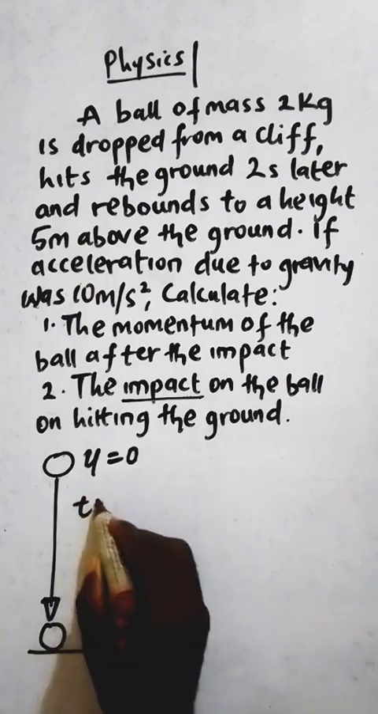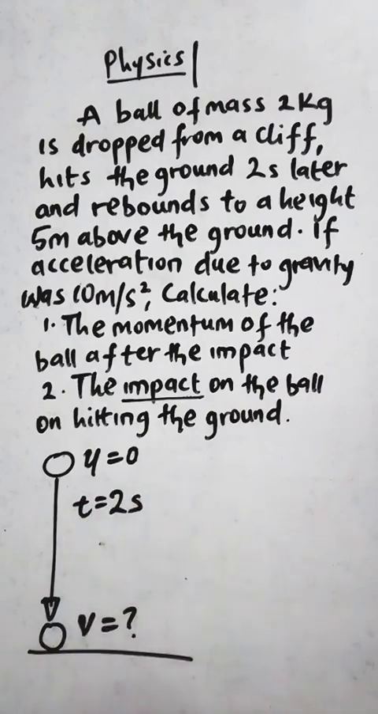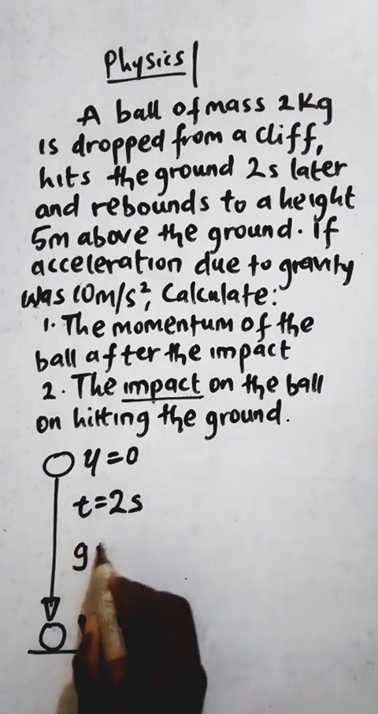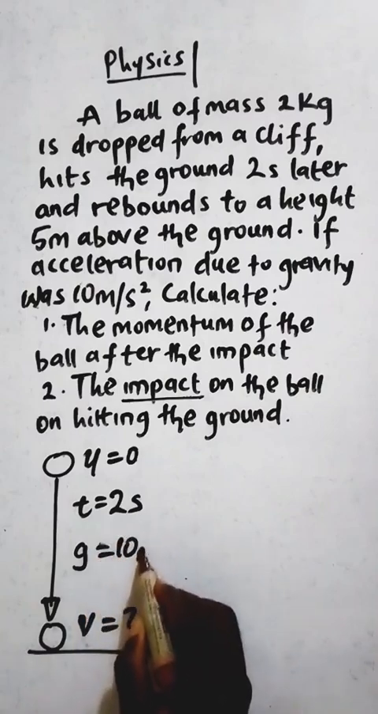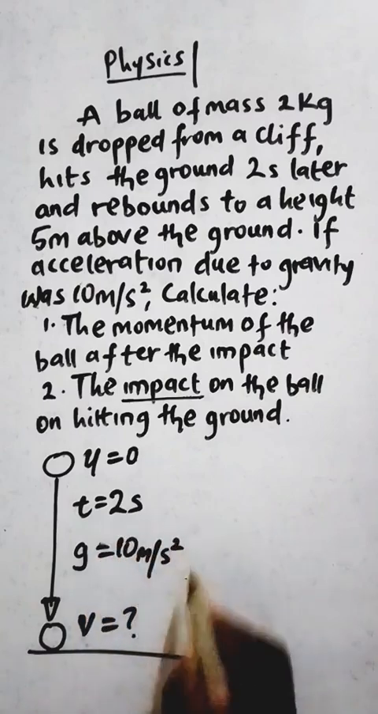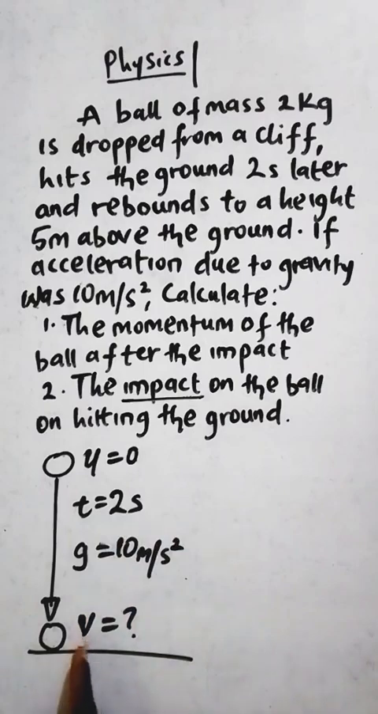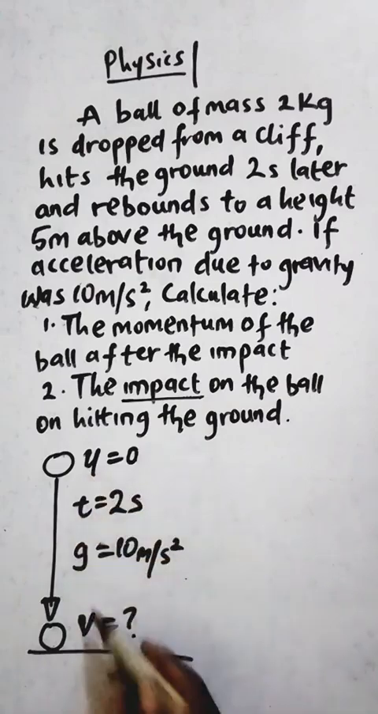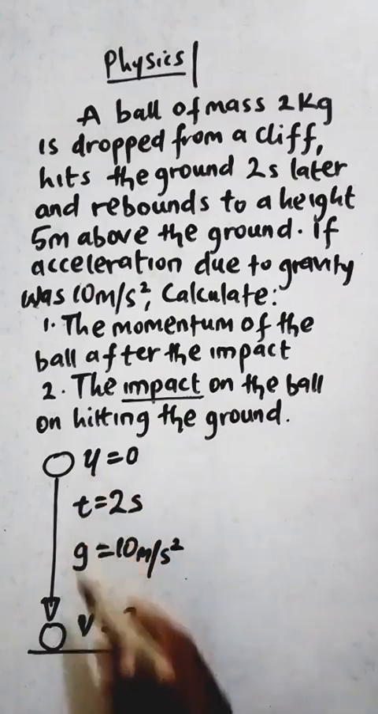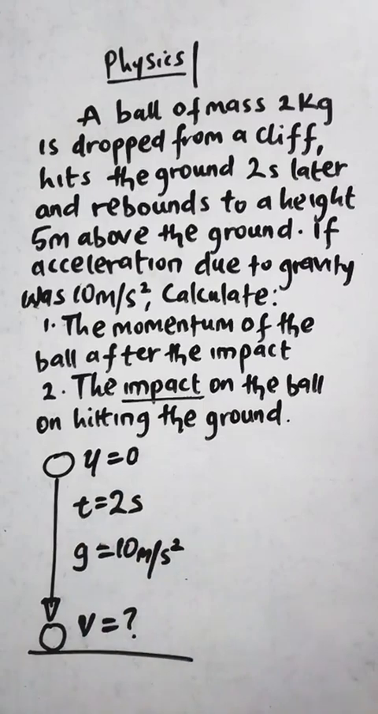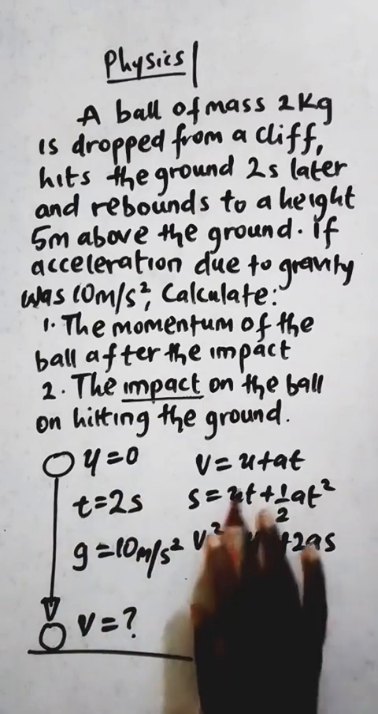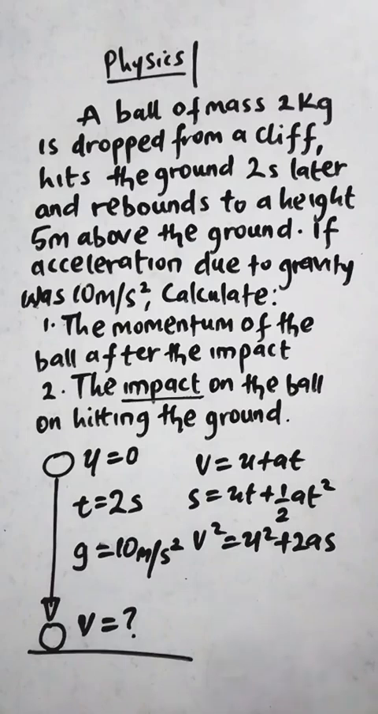It took 2 seconds to fall down, and acceleration due to gravity is 10 meters per second squared. Let us calculate this velocity. Look at the things you are given. This one is acceleration, this is time, this is v. I want you to look at these equations of motion and tell me which of them is suitable for calculating this v. See, we are not given height. They didn't tell us the height of the cliff.